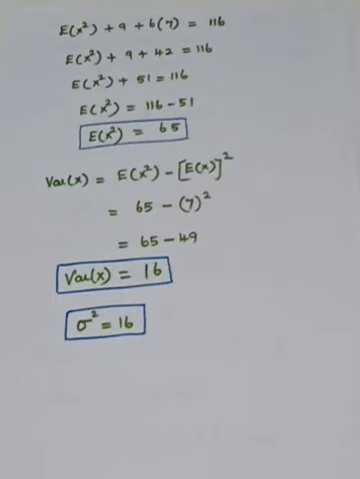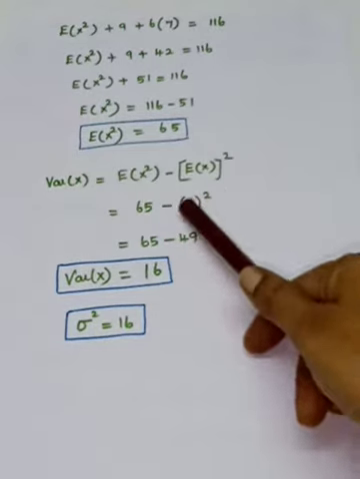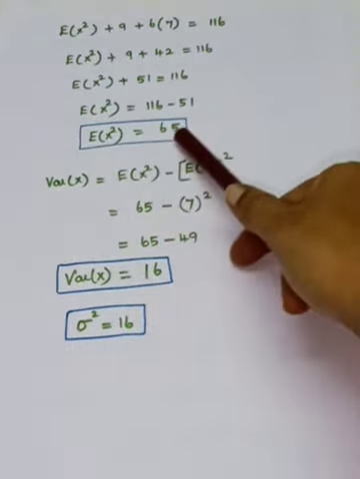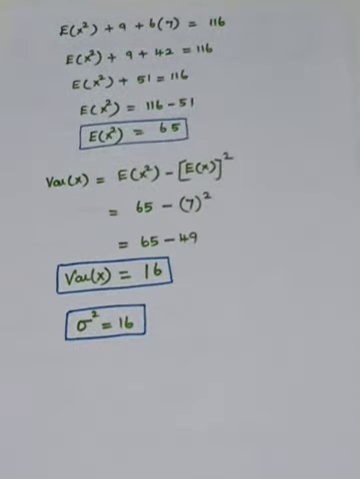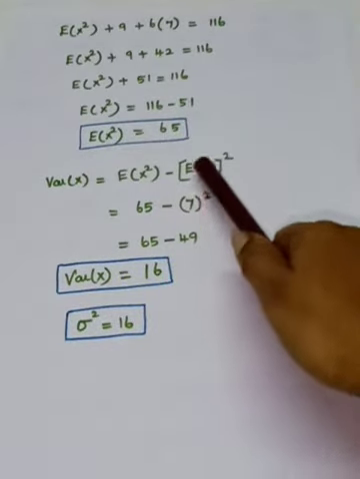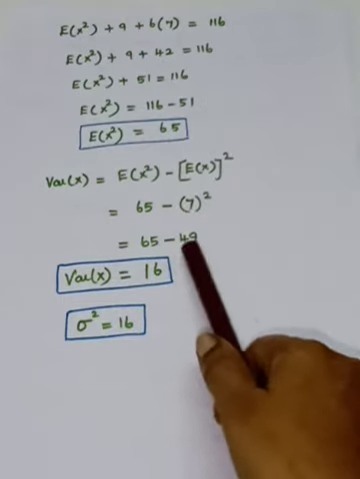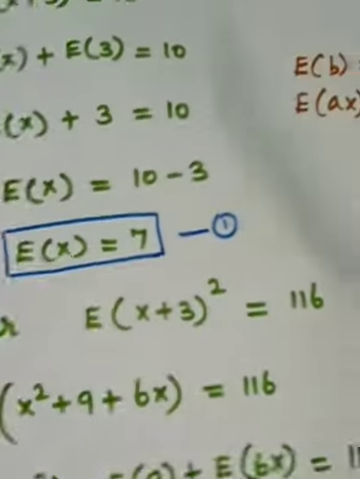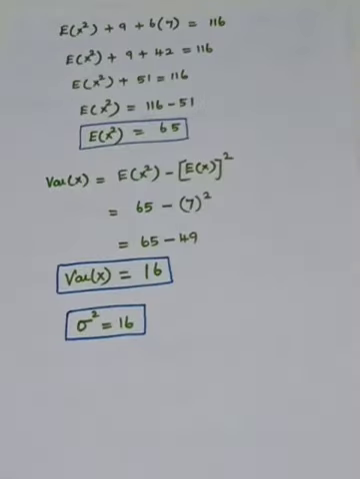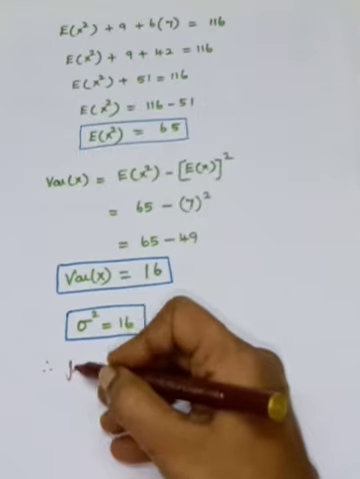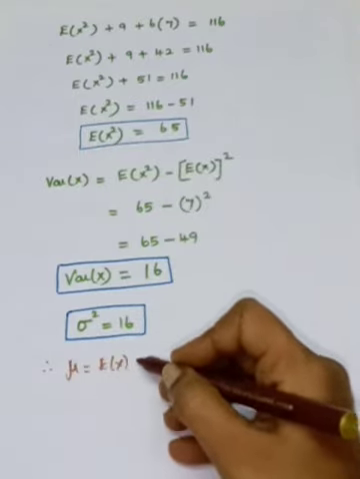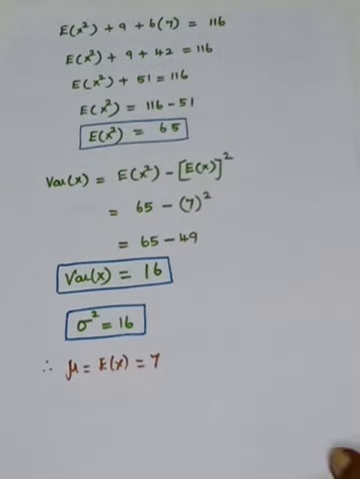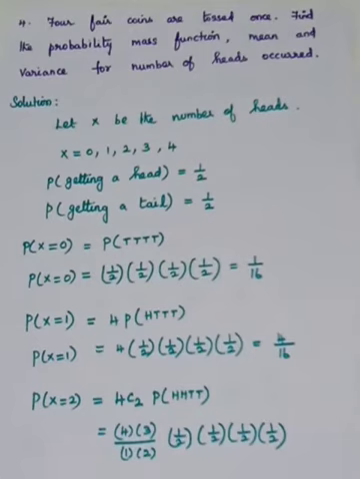Next you have to find sigma squared. Sigma squared is nothing but variance of x. So you have to use the formula. What formula? E of x squared minus (E of x) the whole square. So E of x squared we have found it is 65, and E of x already in the first result we have found it is 7. So therefore here you have to substitute E of x as 7. So 7 squared is 49. So when you subtract it is 16. So sigma squared is equal to 16. And mu is nothing but E of x. E of x is equal to 7. So therefore mu is equal to E of x, which is equal to 7, because what is asked? Mu and sigma squared.